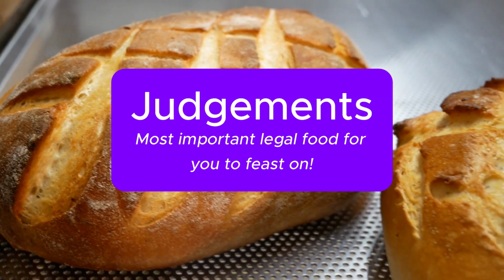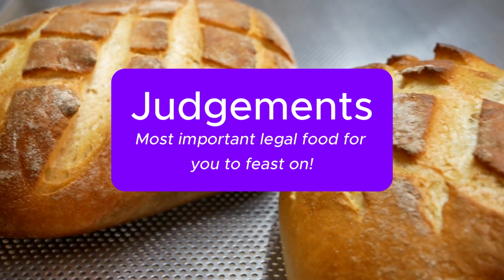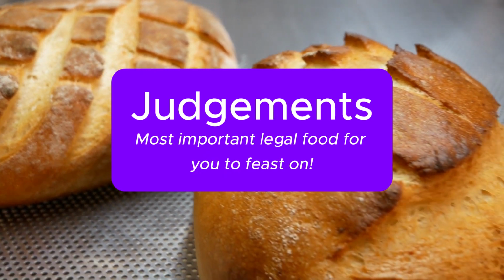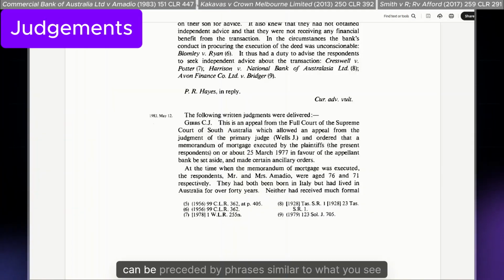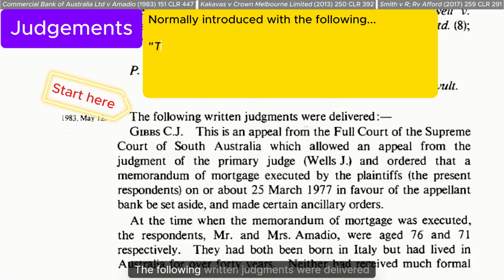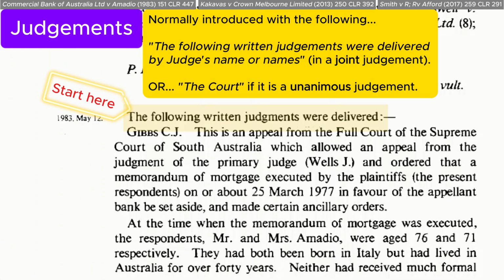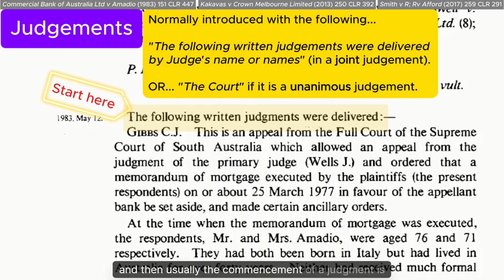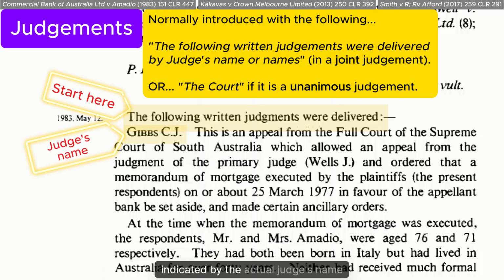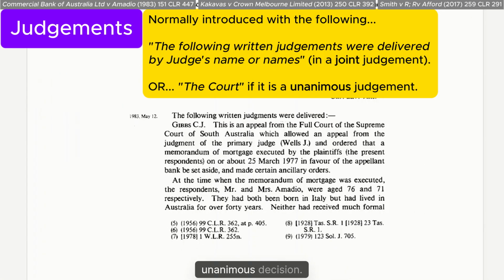And moving on to the next part of the case, and that is the actual written judgments. So the written judgments of the court can be preceded by phrases similar to what you see on the screen here. The following written judgments were delivered, and then usually the commencement of a judgment is indicated by the actual judge's name or names if it's a joint judgment, or the court if all the judges hearing the case have cooperated on one judgment and therefore are making a unanimous decision.